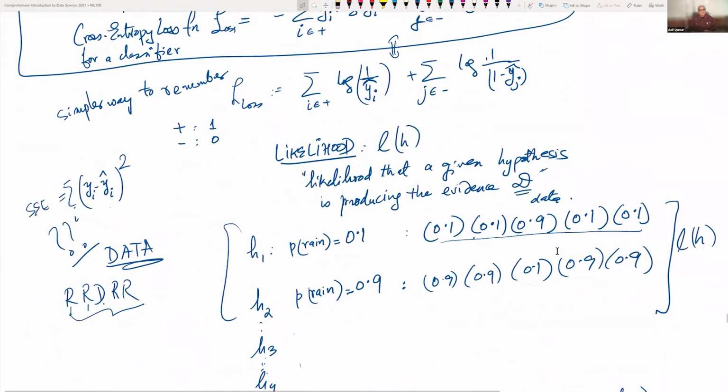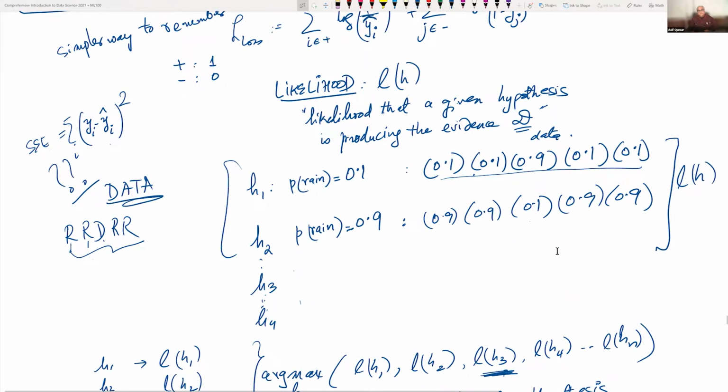Now, cross entropy has another derivation, which is in terms of the likelihood function. Likelihood is often misconstrued, and people think of it almost synonymously with probability. It's slightly different. Likelihood is the probability that a given hypothesis will produce the evidence that's actually there.